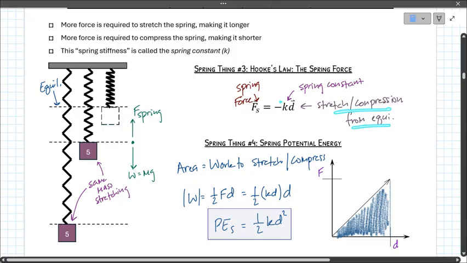So this negative here is there to tell us that this is a restoring force. This is telling us that the spring wants to go back to no stretch. So again, if we pull the spring outwards, the spring pulls back inwards. If we push the spring inwards, the spring pushes back outwards. And that's what that negative is telling us. And that's how we use it.